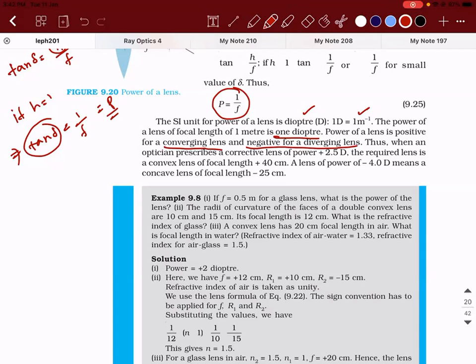Suppose in the question they give you, when an optician prescribes a corrective lens of power plus 2.5 diopter, what have they suggested? They have suggested the converging lens for you. That is a convex lens. Suppose the same lens of -4 diopter is prescribed to you. Then they have suggested you a concave lens. Okay.